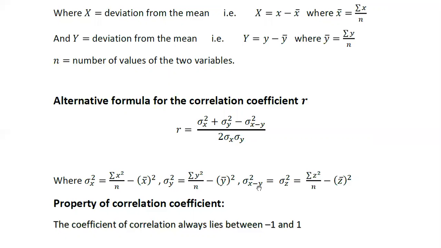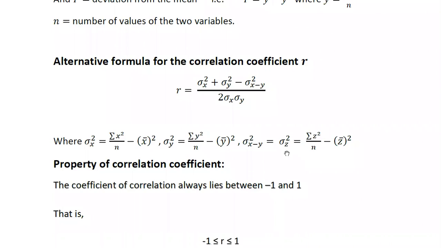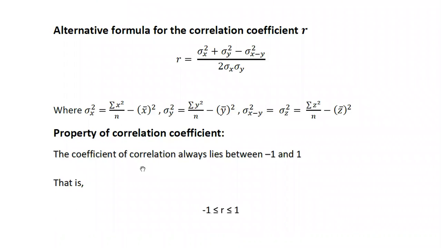That is, if you take x minus y as some other variable, say z, then this sigma square of x minus y is also equal to sigma square of z, and that is equal to summation z square by n minus z bar whole square. Now there are many properties for the correlation coefficient. In that we will be using mainly this one, that is, the coefficient of correlation R always lies between -1 and +1. R is called the correlation coefficient, and the value of R lies between -1 and +1.